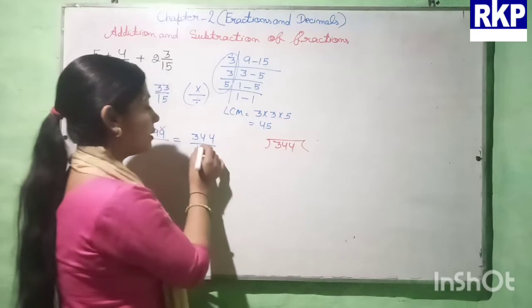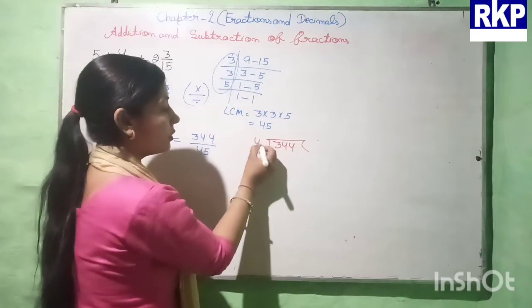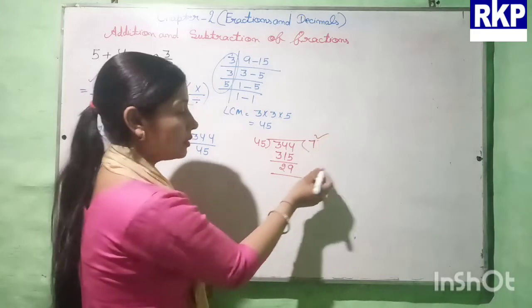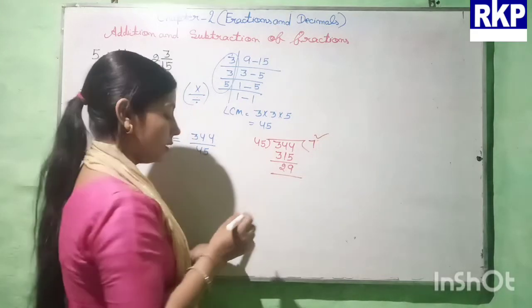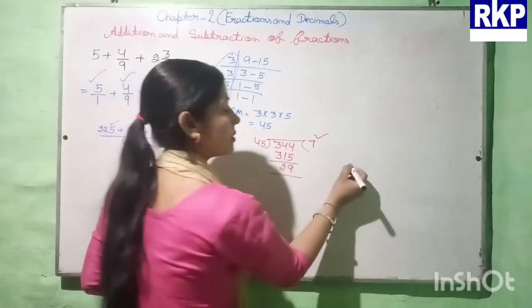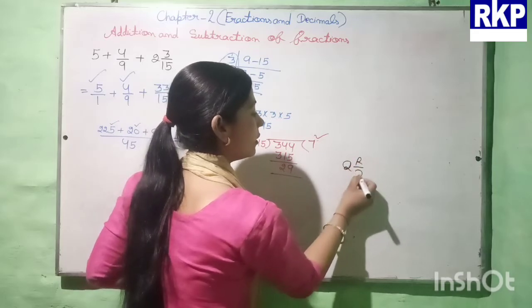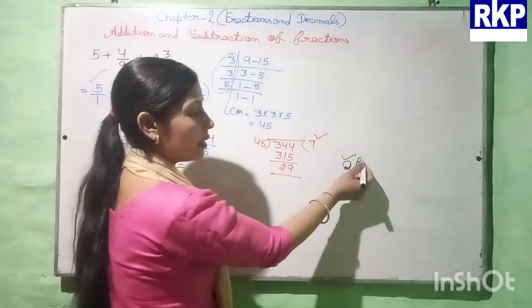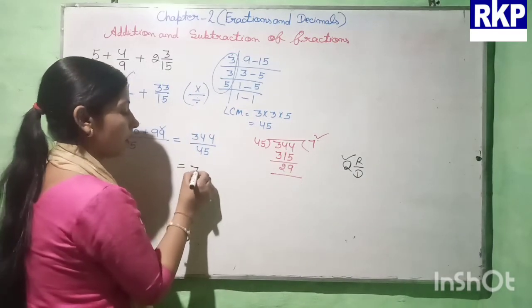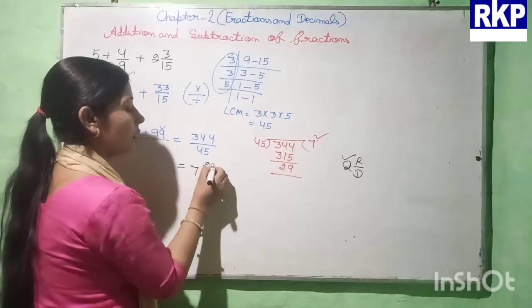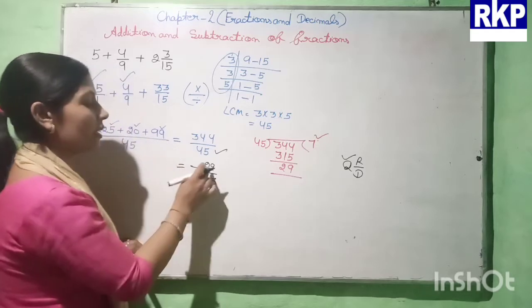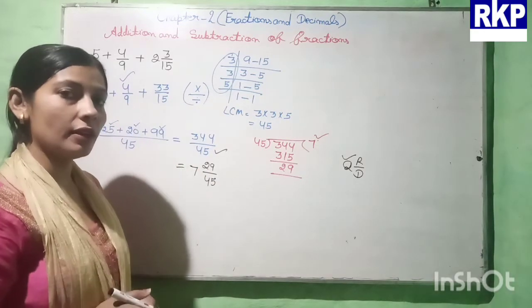So now we need to divide this 344 with 45. After dividing, we get 7 as quotient and 29 as remainder. Now we have to write the answer as Q R D. Q is quotient, R is remainder, D is denominator. So beta, we will write the quotient, then the remainder, and then this denominator. So 7 and 29 by 45 is our answer.